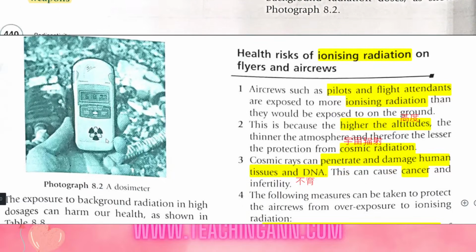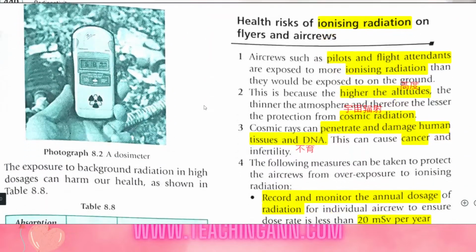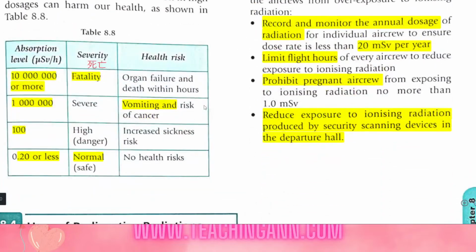Then we have a device which is called a dosimeter. Okay, you can see here, this is a dosimeter. That dosimeter will help you to measure your background radiation. Now we take a look here. If you have more than 10 million microsievert per hour, this is fatal. Your organs will fail and you will die within hours. You will see your skin, everything burn, you know. Iron Man again. You watch Iron Man, right?